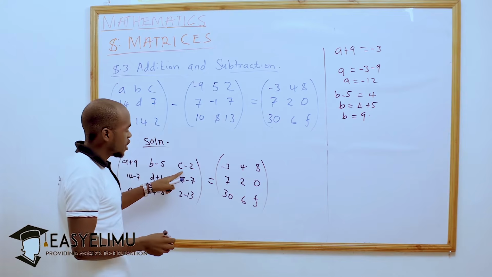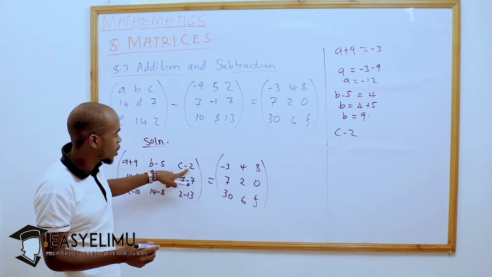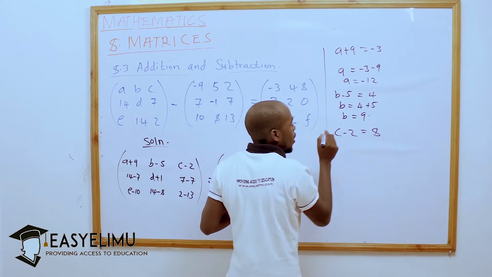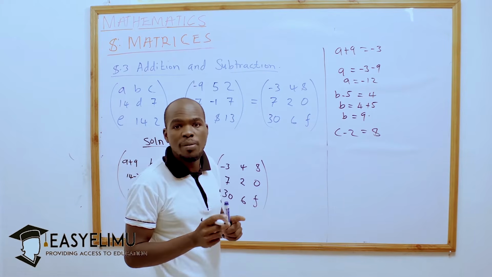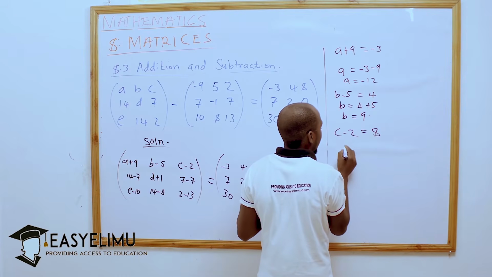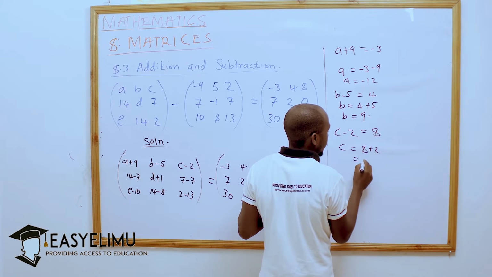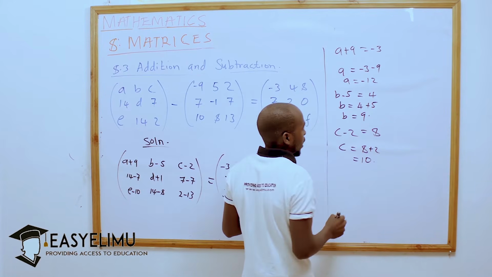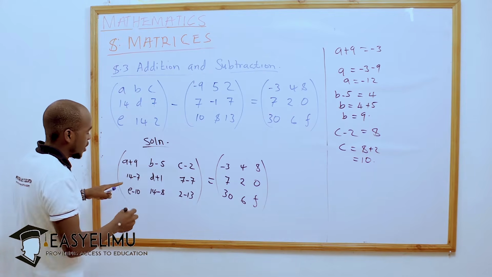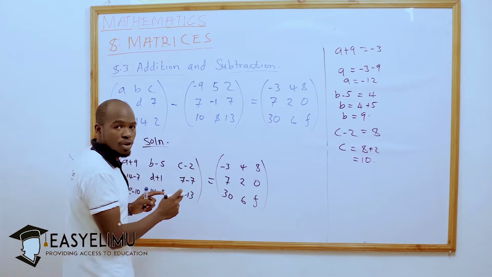If you want C, it will be C minus 2 is equal to the corresponding element, and that is 8. If you want to find C, you need to eliminate negative 2. And if you eliminate, you will add 2 on both sides, and you will find your C is equal to 8 plus 2, and this one is equivalent to 10. So that applies to even 14 minus 7. 14 minus 7, we find 7. Corresponding element is also 7.